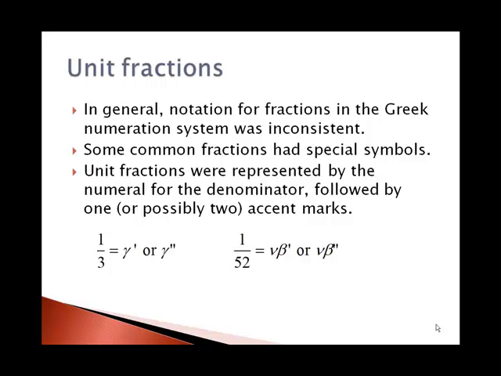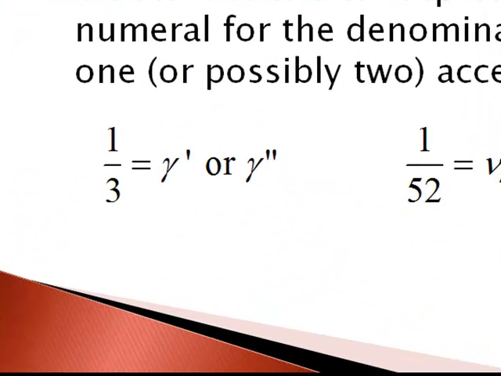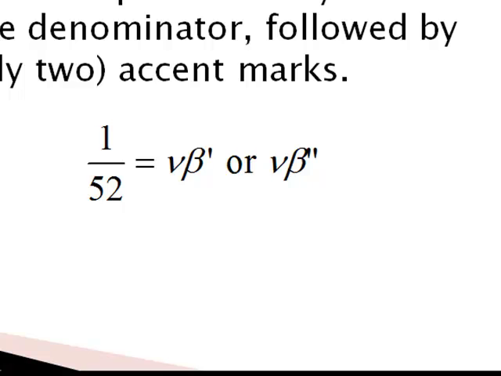Sometimes unit fractions were represented by the numeral for the denominator followed by one accent mark or possibly by two accent marks. So 1/3 would be gamma, which means 3, with an accent or two, and 1/52 would be nu beta, which would be 52 with one or maybe two accents.